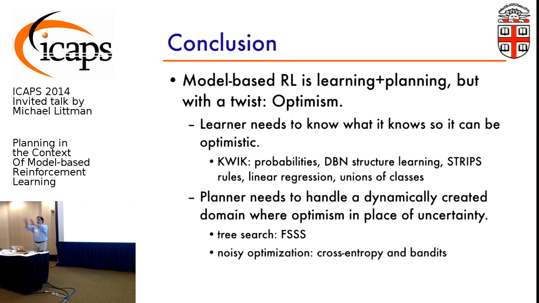The overall message is that model-based reinforcement learning is just learning and planning together, but there's a twist, which is that they need to have this optimism at the border between them. So the learning has to be able to produce optimistic estimates, and the planning has to be able to deal with those optimistic estimates. The way we did that on the learning side was with quick learning, and the way that we've been trying on the planning side is to use more sample-based methods, tree search, and noisy optimization. So thanks very much for your attention.